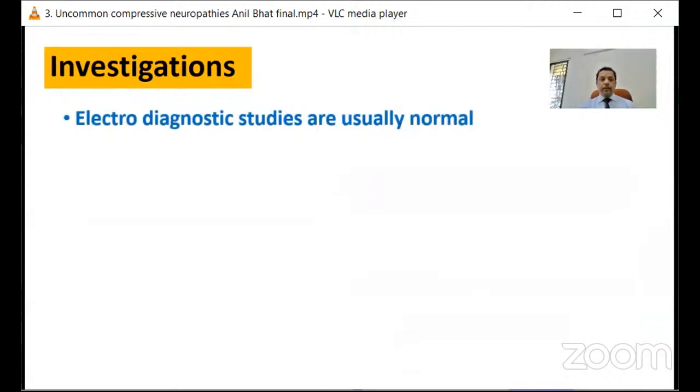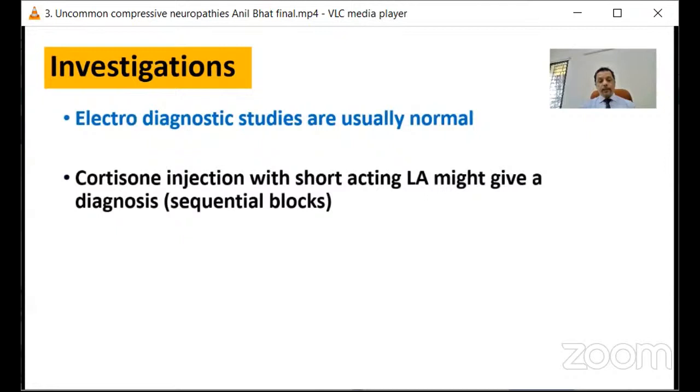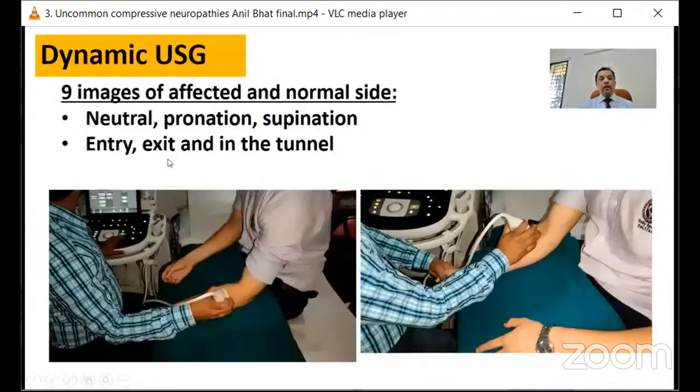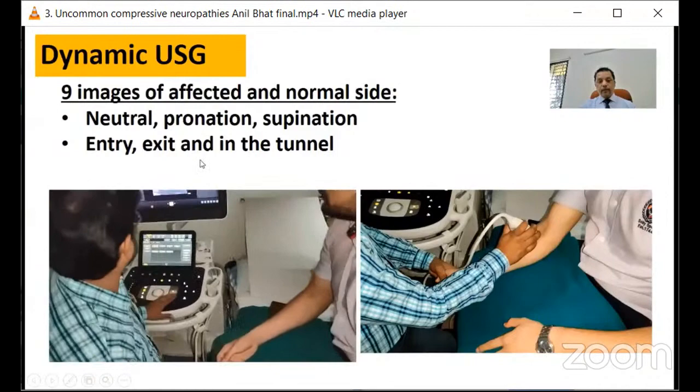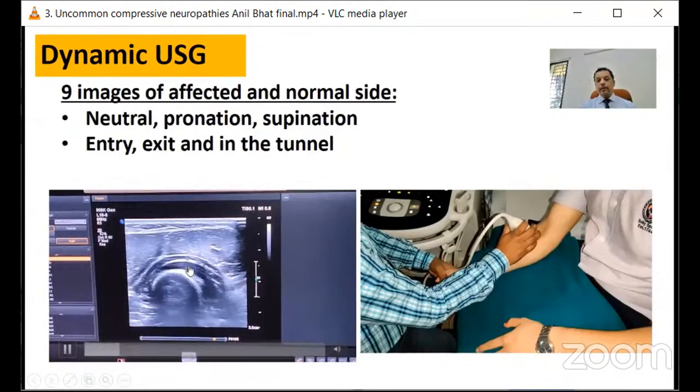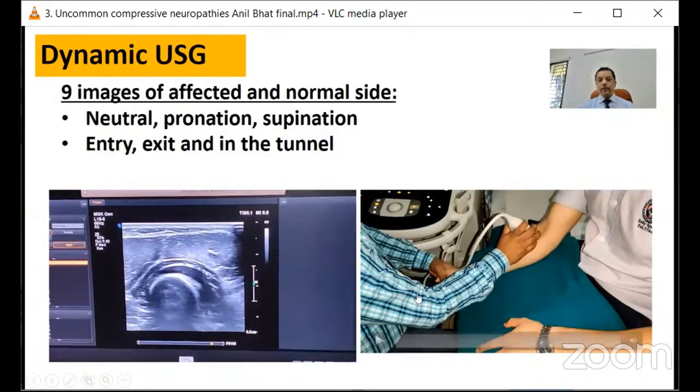Surprisingly, electrodiagnostic studies are usually normal in radial tunnel syndrome. And sometimes, as I said, sequential blocks might help to see where the problem is. MRI may show muscle edema, and we've been using dynamic USG in these situations, where we image 9 different sites in the neutral position, pronation and supination, at the entry and exit and in the tunnel itself, and look at the cross-sectional area of these nerve diameters and compare it to the opposite side. And we are finding a lot of differences between the affected side and the normal side.